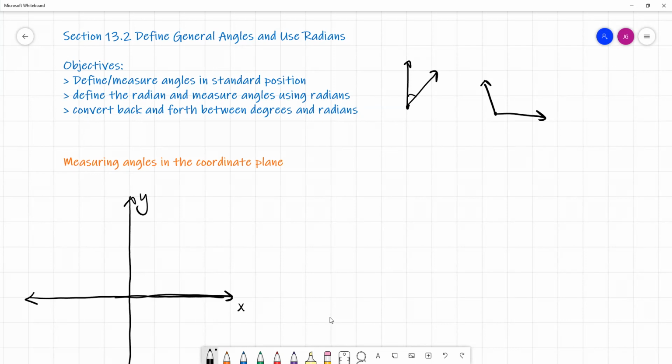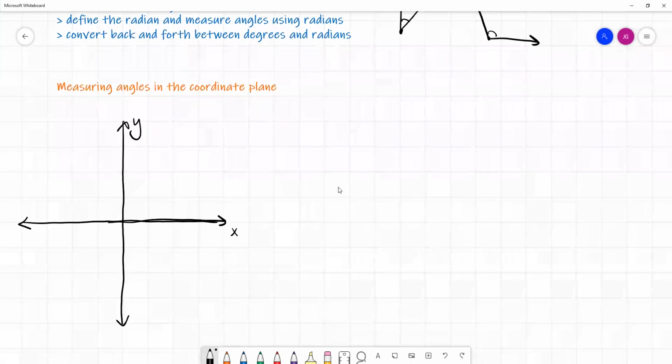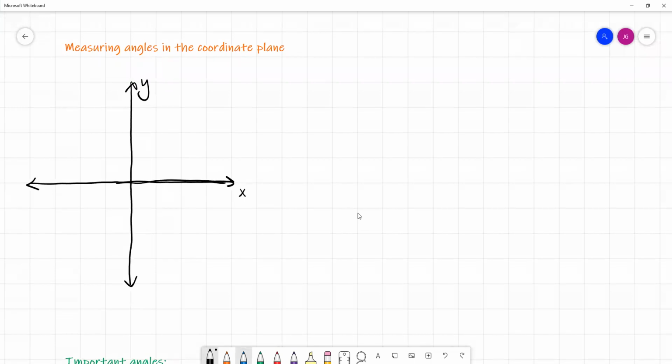And so pretty much what we're going to be doing in this section is measuring angles, but now we're going to put them in the coordinate plane. And when we put them in the coordinate plane, that lets us do a lot more with angles than we could with just the vertex and the two rays. Okay. And so here's the idea of what we're going to be doing.